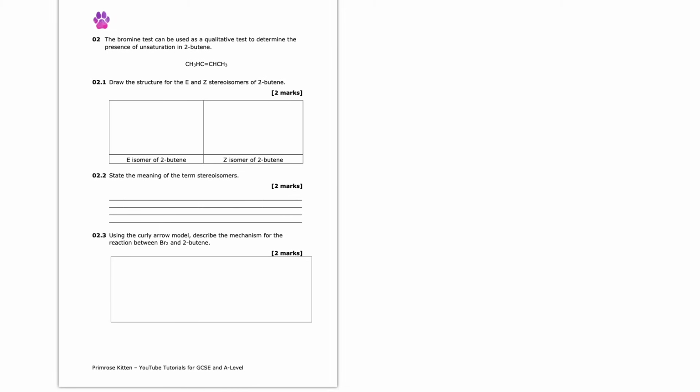So here we're told that the bromine test can be used as a qualitative test to determine the presence of unsaturation in 2-butene. And what unsaturation means is the presence of alkene bonds. So we're asked here to draw the structure of the E and Z isomers of 2-butene. The very first thing that I would do is draw out butene, not worrying yet about whether it looks like an E or a Z isomer, and we'll just start there.